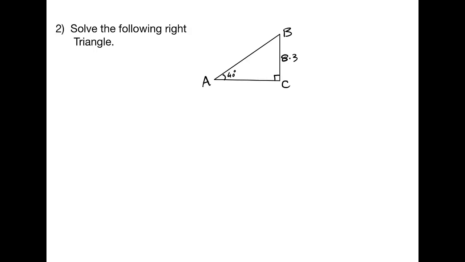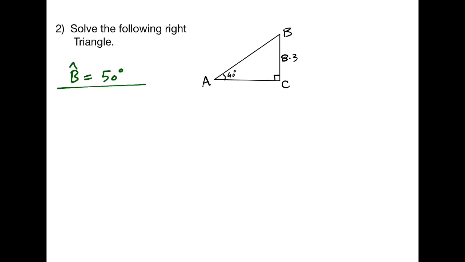What is the measure of angle B? Well, angle A plus angle B must be 90, right? So this one is 40, so that angle B must be 50 degrees. So that's the angle. Now let's find the sides.